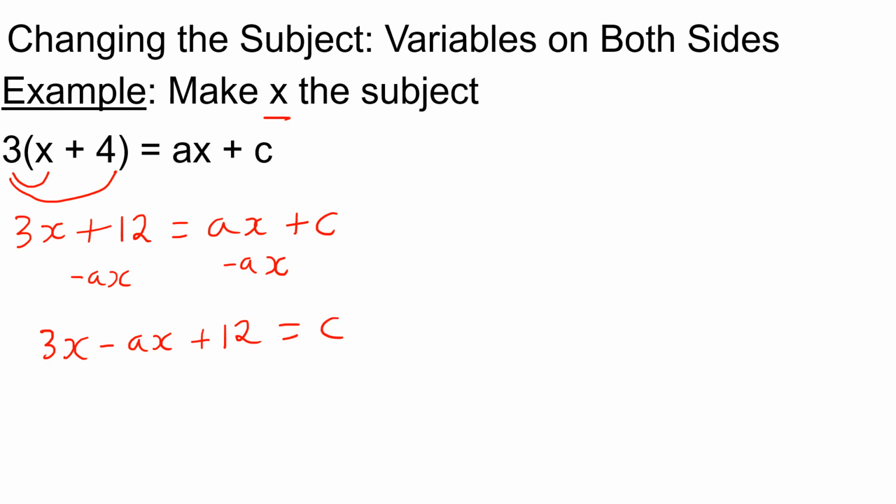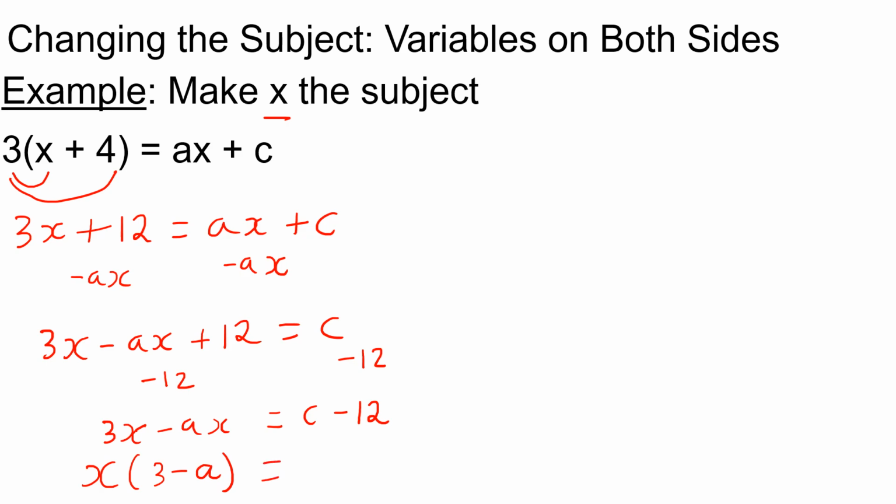I'm now going to take away 12 from both sides so that all of the x's are on the left hand side of the equation. So I have 3x take away ax equals c minus 12. You might be wondering, how are we going to simplify the left hand side, because I don't know what a is. What I need to do is take out a factor of x. So if I do that, I get x bracket 3 minus a. And on the right hand side, I simply have c minus 12.